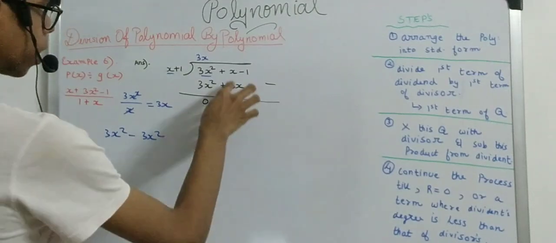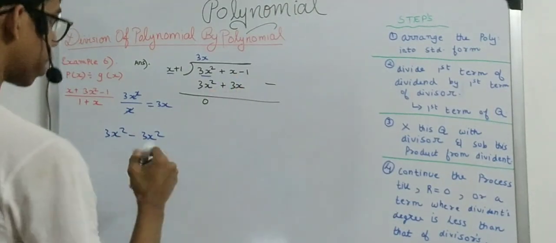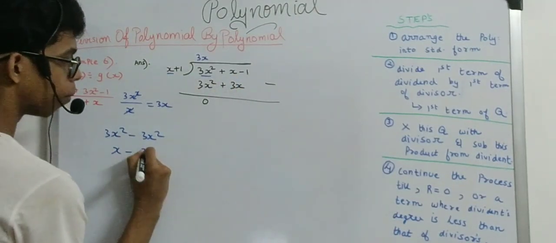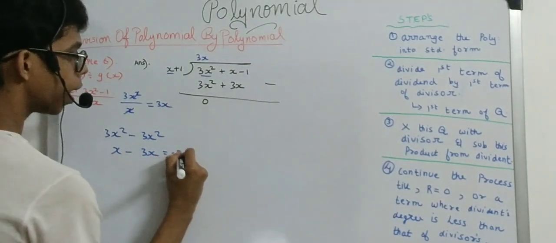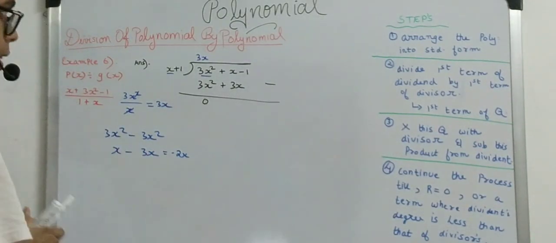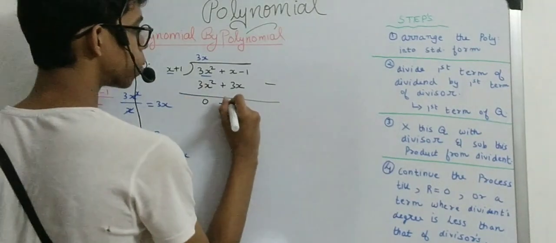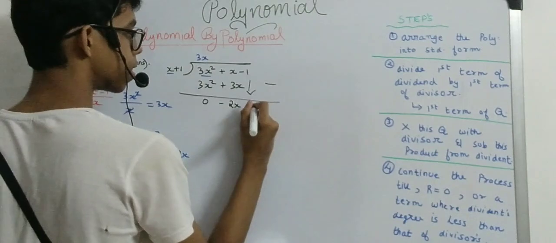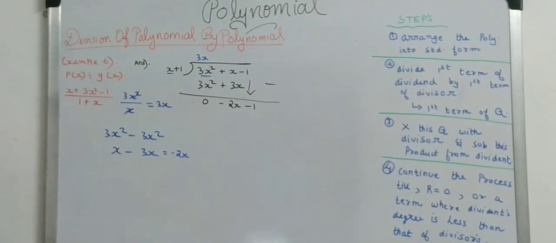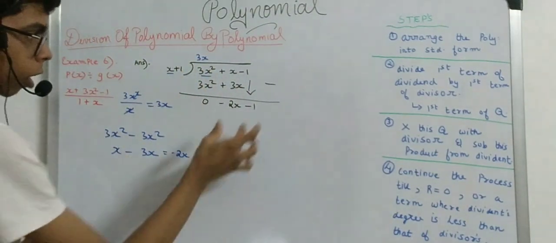Okay, now next one is x minus 3x. That is x minus 3x. What is x minus 3x? We know it is minus 2x, isn't it? So I will write minus 2x over here, and this minus 1 I can just copy down as it is. Okay, so I got minus 2x minus 1.